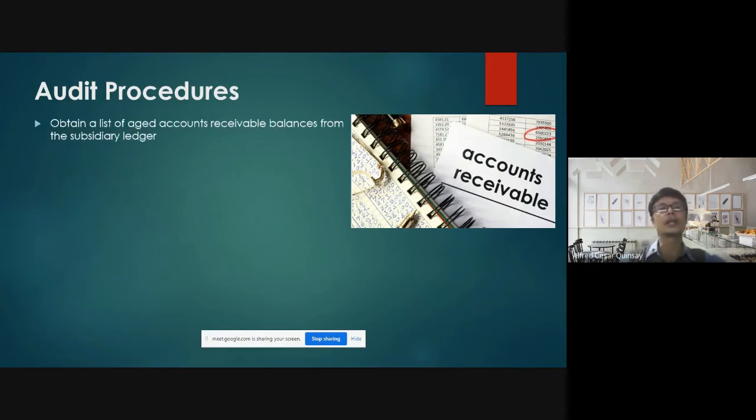Okay, now, what are the audit procedures that we must take? First is to obtain a list of aged accounts receivable balances from the subsidiary ledger. So we're going to look for those accounts that are way past yung bang the regular accounting period, no? Okay, and we have to categorize them according to the age of those receivables, no?